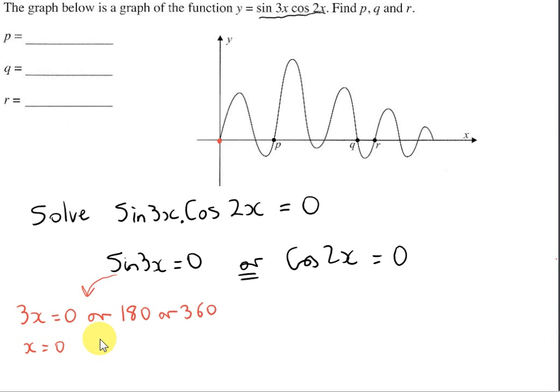If we put 3x equal to 180, we get x equals 180 divided by 3. That's 60 degrees. Now it could be this value or it could be P, we don't know yet. We need to look at this second equation. So let's solve this second equation.